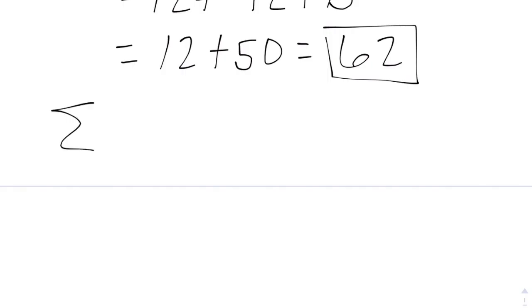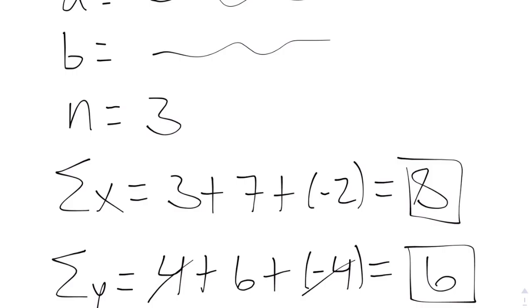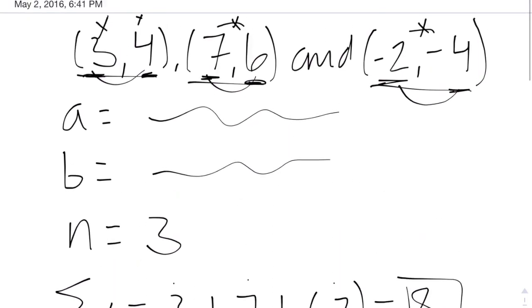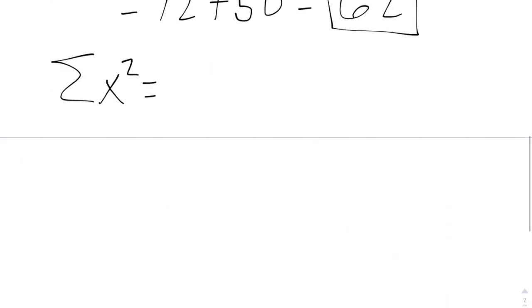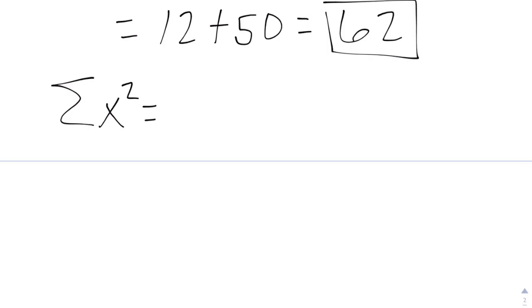Summation of x squared equals all the x terms squared, okay? So what were the x terms again? 3, 7, and negative 2, right? 3, 7, negative 2. You're just going to square each one.